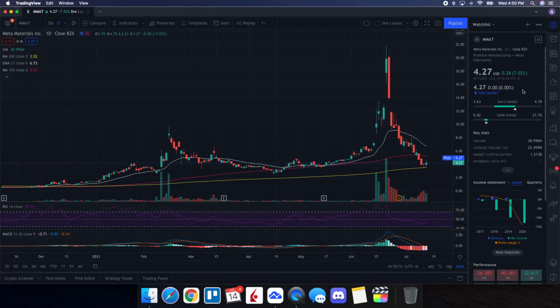So we're going to be doing a technical analysis for MMAT, Metamaterials. So we could see here that it ended up closing the day at $4.27, being up 7.02%. On the low, it tested $3.63, and then on the high, testing $4.70. When we take a look at the volume on the day, we ended up trading 38.996 million. As far as the average over the past 10 trading days, it is at 25.459 million. So we did have above average volume today.